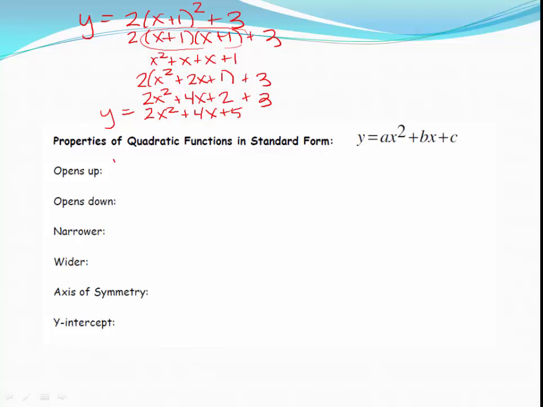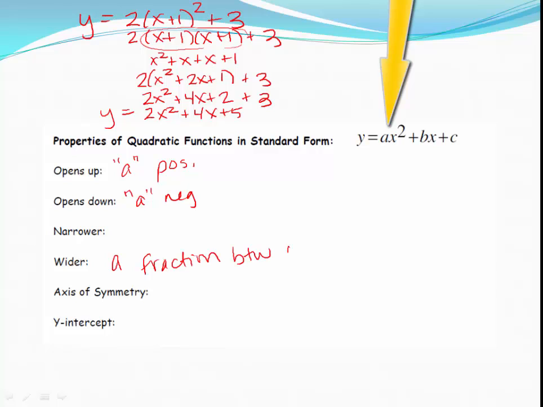It's going to open up if the a out in front is positive. It's going to open down if the a out in front is negative. It's going to become narrower or wider based on the value of a. So it's going to become wider if a is a fraction between 0 and 1. And if a is a number greater than 1, it's going to become narrower. So what used to be here will become like this. And what used to be this way will become like this.